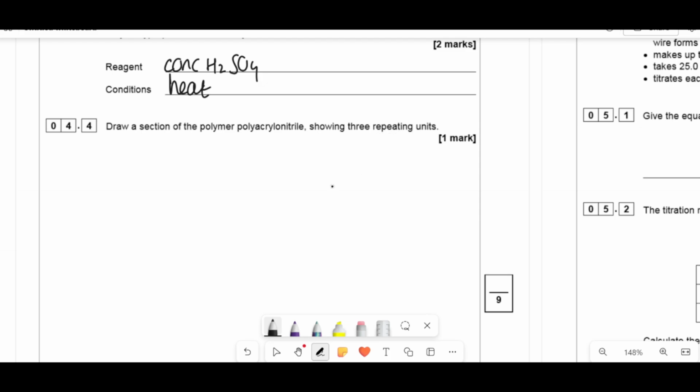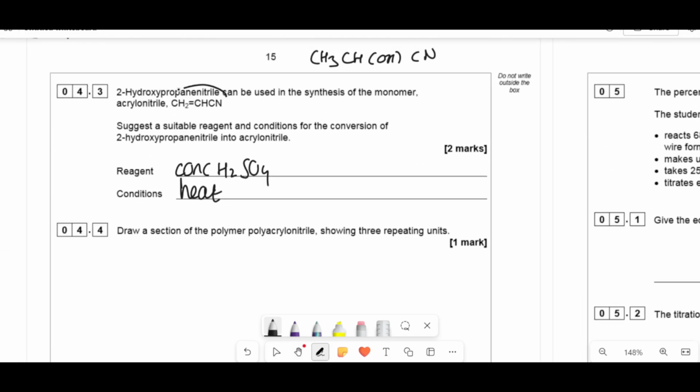So now it says draw a section of the polymer of polyacrylonitrile showing 3 repeating units. If the question says repeating units, then you leave the ends open. If it doesn't, if it just says showing 3 units or something like that, or show the thing when 3 of these join together and it's not repeating, then you can close the ends. Now we need to figure out what type of polymer this is going to form. So it's an alkene, so it's going to form addition polymerization.